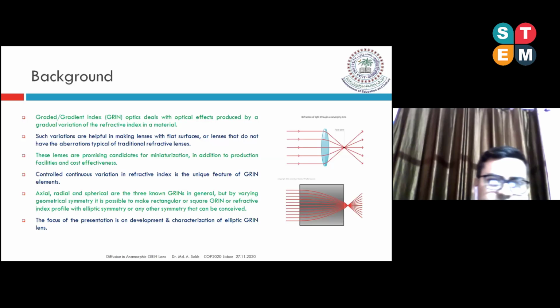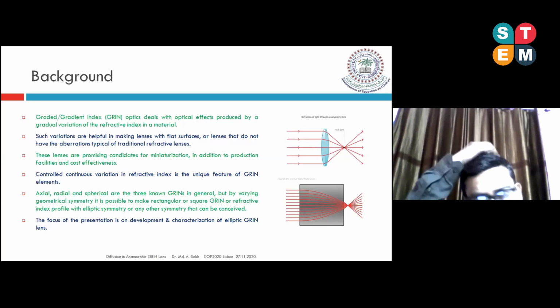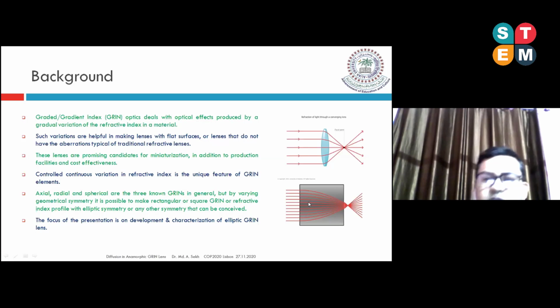Gradient index optics basically deals with the optical effects produced by gradual variations of the refractive index in a material. As I told you, the material inside is not homogeneous. The refractive index of this material will change by some means. We have actually used the ion exchange process to change the refractive index inside the material.